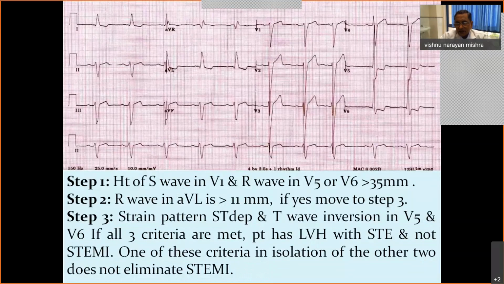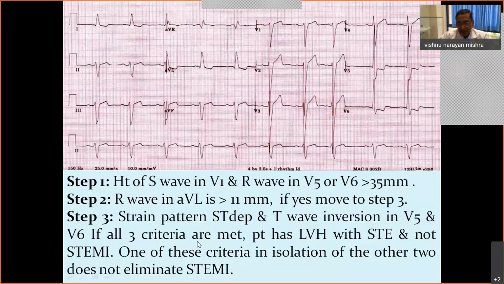So if you are having a confusion, what you should do is go for step 1, that is height of S wave in V1 plus R in V5 or V6 if it is more than 35 millimeters. Then go to step 2. Step 2 says R wave in aVL is more than 11. Here you are seeing this is aVL, and this aVL, I am putting cursor here, is nearly 12 or 13 millimeters in height. So this is fulfilling step 2. R wave in aVL is more than 11. If yes, then move to step 3. And step 3 says strain pattern, that is ST depression and T wave inversion in V5 and V6.